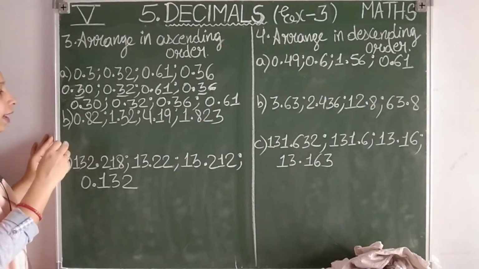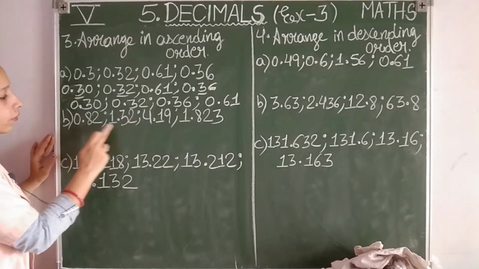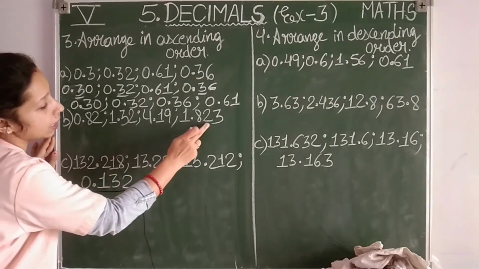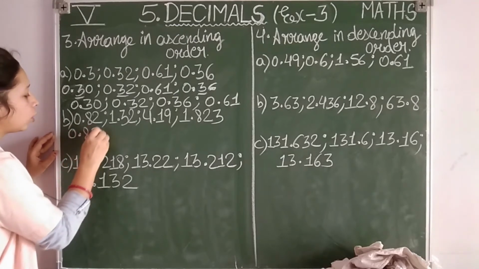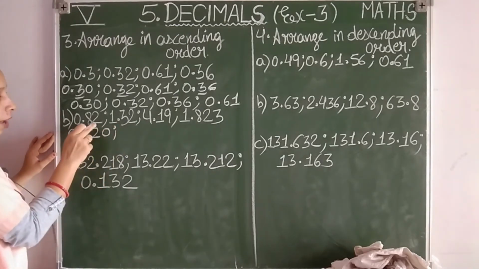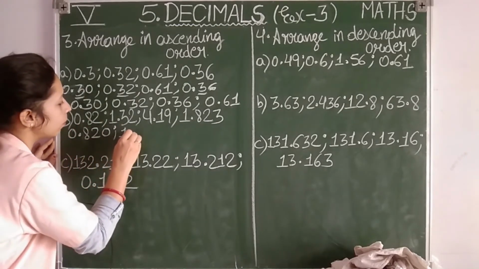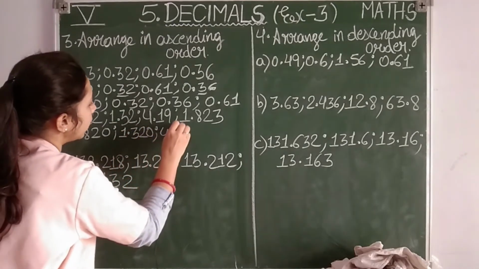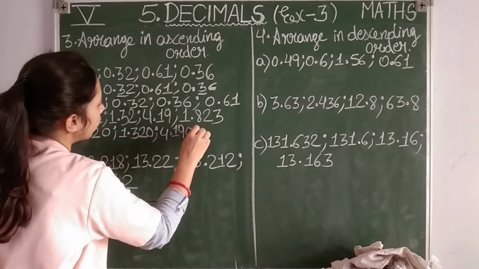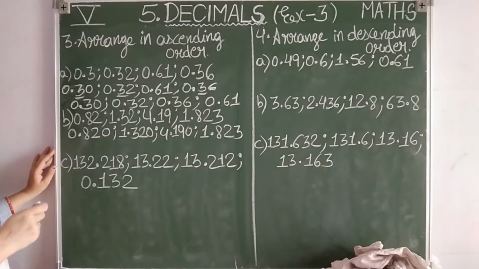Let us see part B. Again, first convert all the decimal numbers into like decimals. Check the places: tenths, hundredths, thousandths. Up to thousandths is given here. So that's why 0.820. Up to the hundredths place was there only, but I have made it into up to the thousandths place. Same thing here, 1.320, then 4.190, then 1.823. Okay, now we want the smallest number first because we are arranging in ascending order.